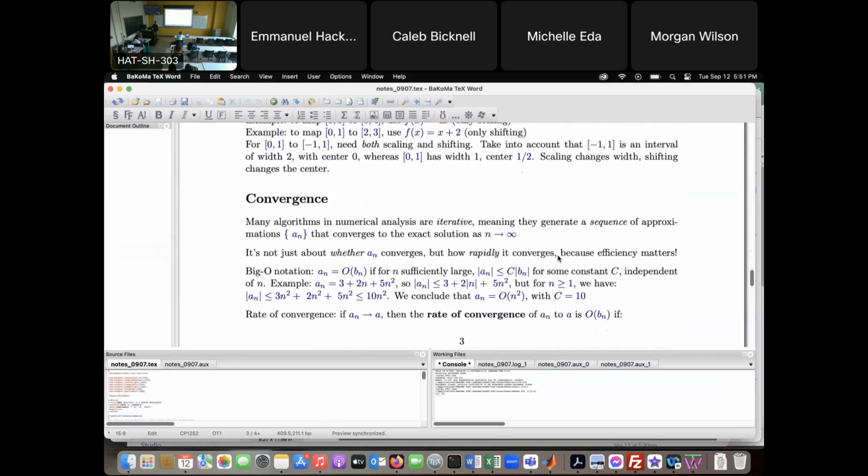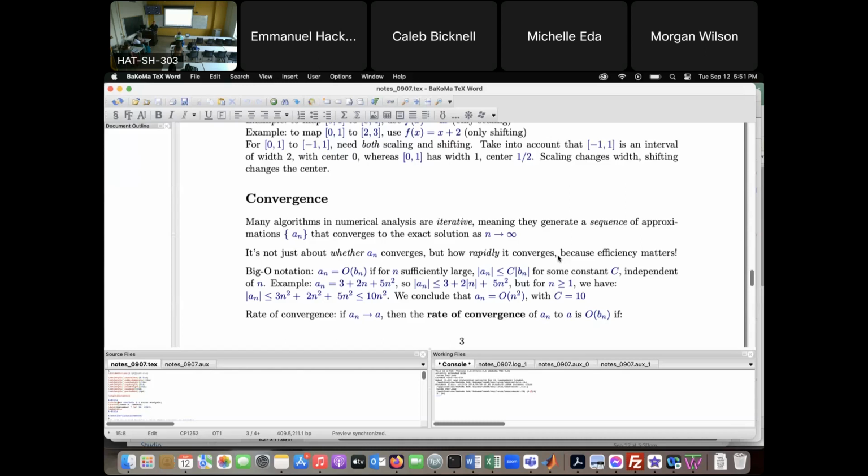Convergence. So a lot of numerical methods are iterative in nature. We're going to see that at the end of the semester for solving nonlinear equations. All the methods that we see are iterative. They'll generate a sequence of approximations to the exact solution that hopefully will converge to the exact solution.